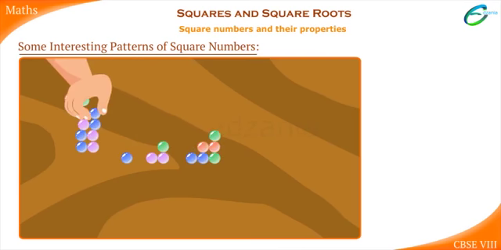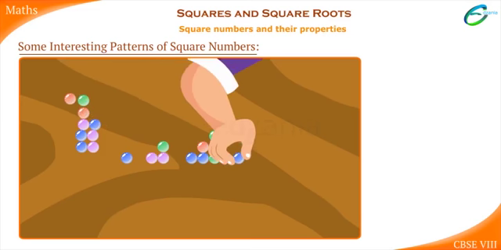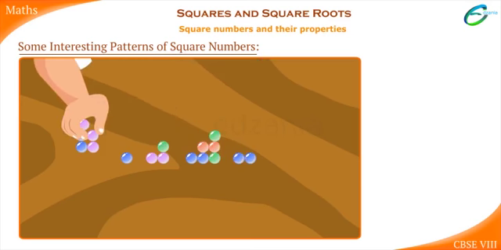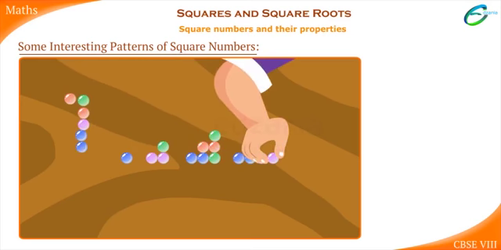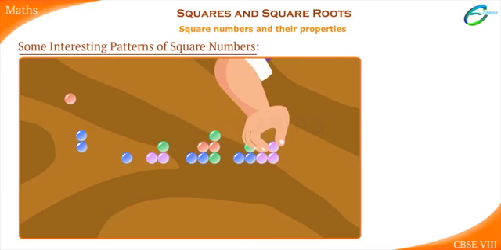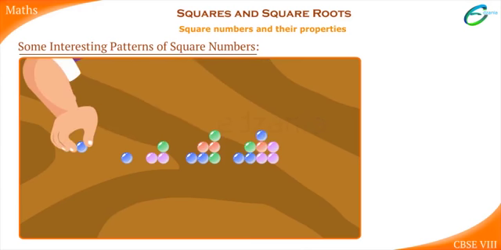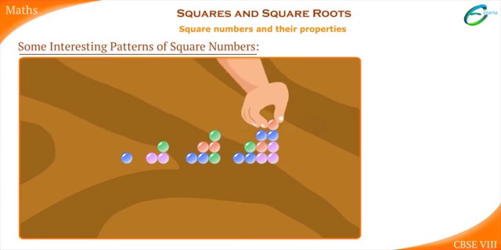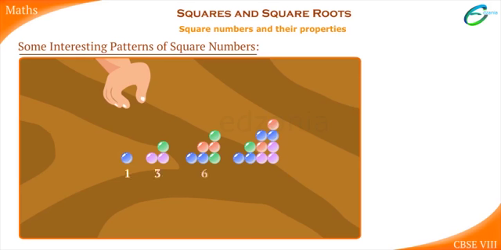In the third triangular pattern, how many marbles are there? 6. In the fourth triangular pattern, how many marbles are there? 10. What do we call these numbers which are 1, 3, 6, 10, and so on? We call them triangular numbers. Let us see, by adding consecutive triangular numbers, what do we get?